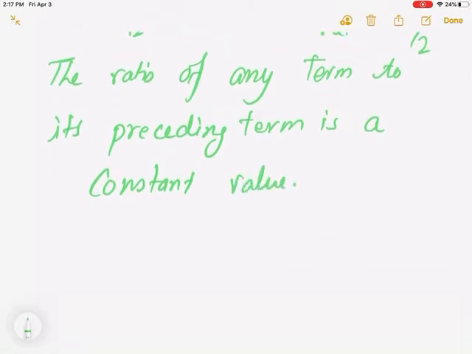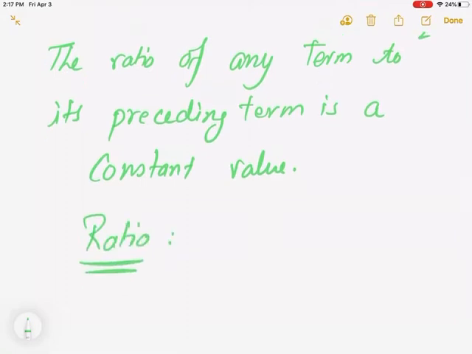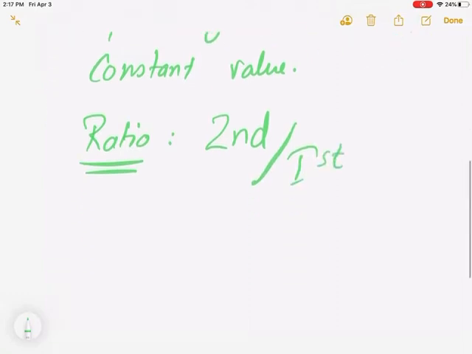I'll give you the equation to find the ratio. That's going to be helpful if you see any fraction or decimal. What you have to do is always take the second term and divide by the first term. That's how we find the ratio.